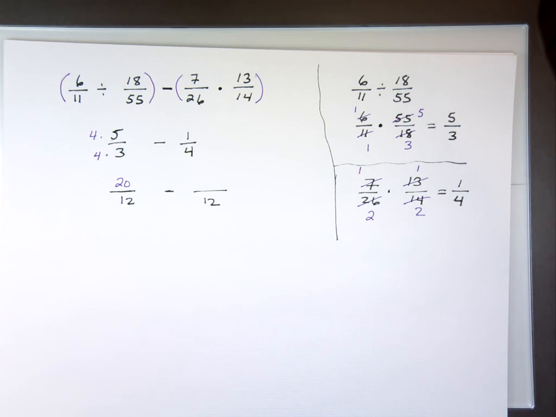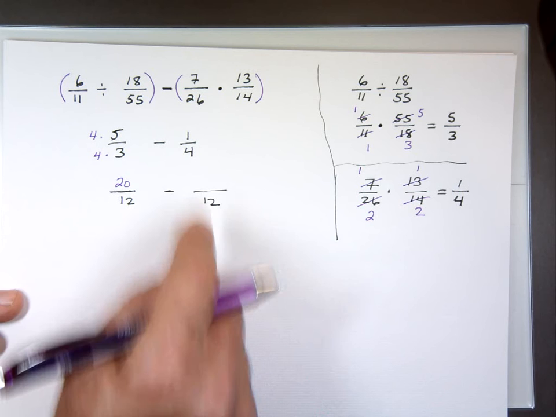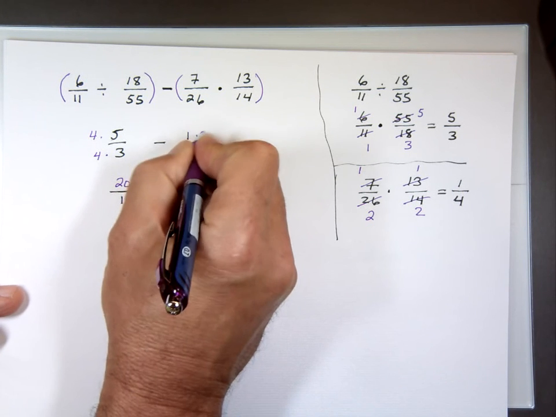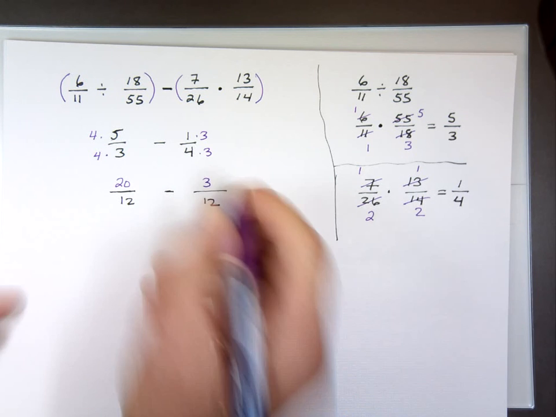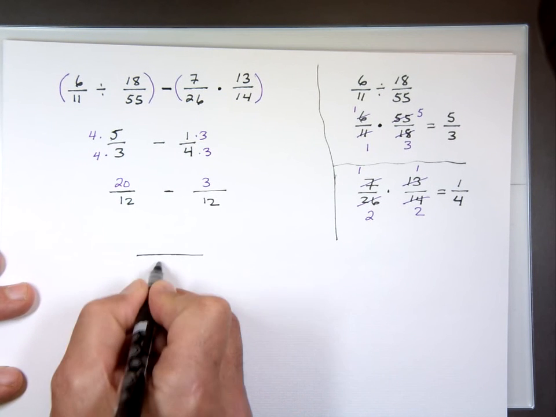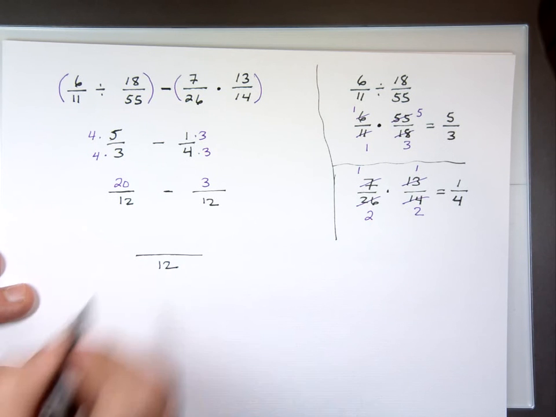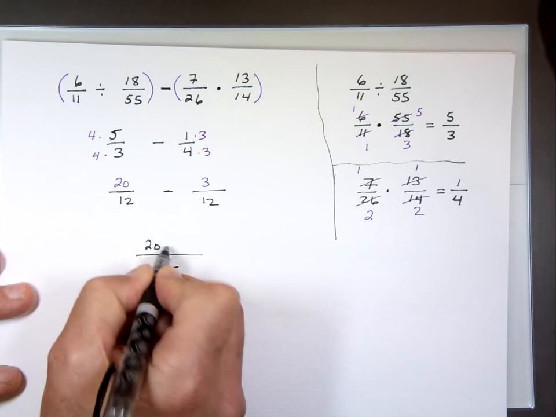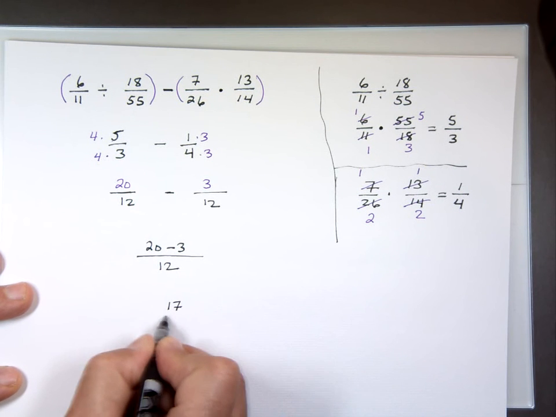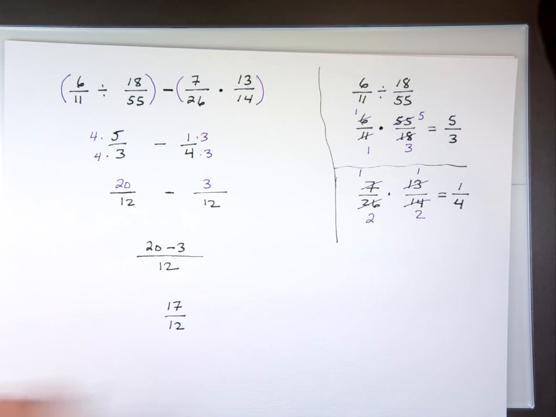I need to multiply the 4 by what to make it 12? 3. 1 times 3, 3. Now notice the two numbers on the bottom are the same denominator, you leave it, and the top becomes 20 minus 3. What's 20 minus 3? 17 over 12. That's your simplified answer.